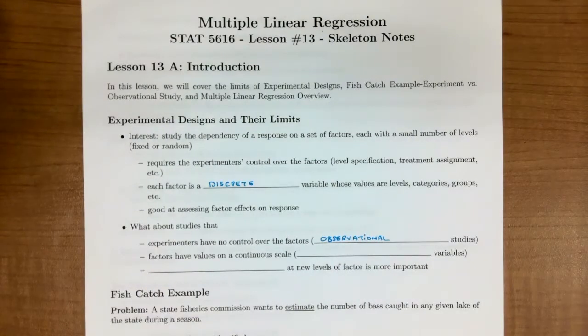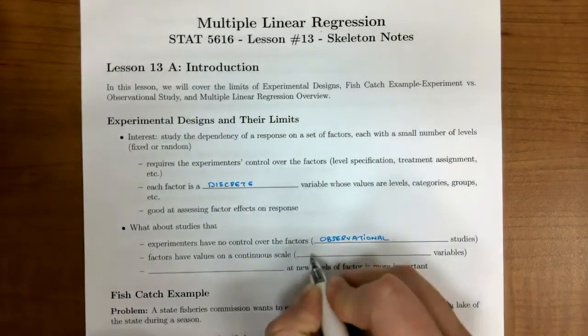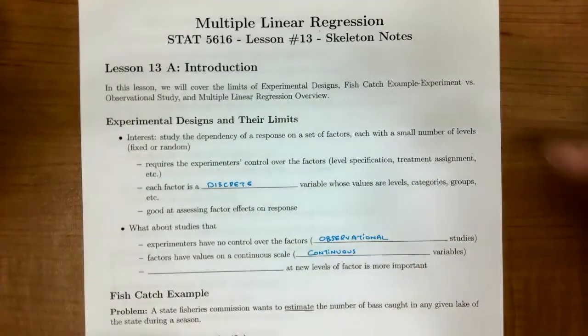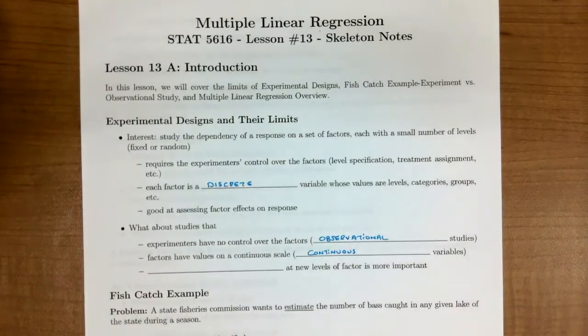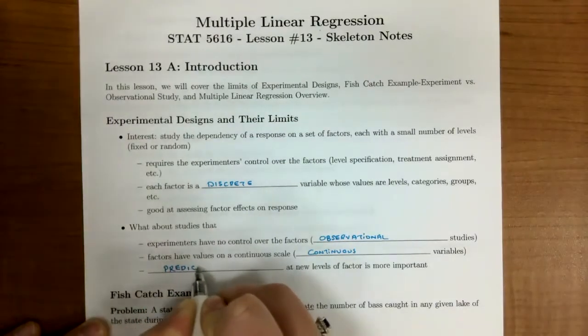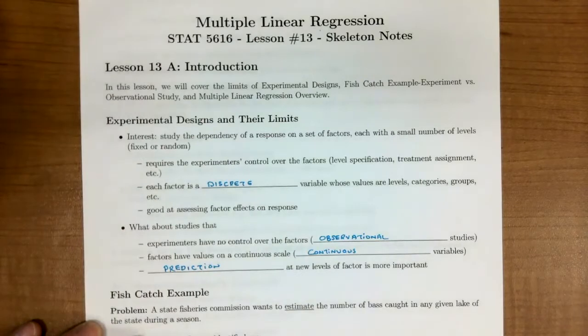Also, in this case, what if our factors have a continuous scale, or they are continuous variables? Because again, remember, so far we've only really been working with qualitative or categorical variables, but we're going to start moving into continuous or quantitative variables. And then maybe something that we haven't been too interested in is, what if our new goal is to predict? So prediction at new levels of the factors and whatnot.